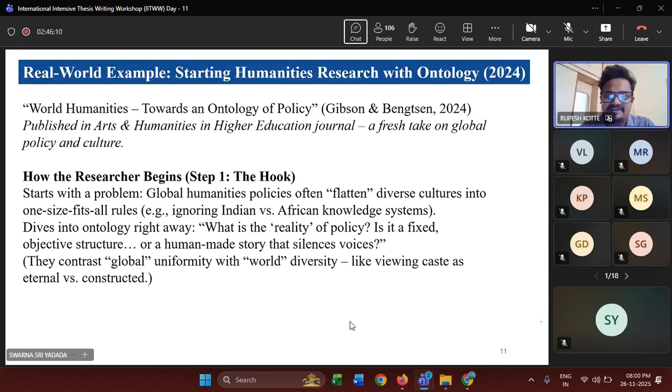So let's take a real world example. How are we to apply this? I took one article which was published in the year 2024, which is available in Sage Publishers. It is published in the Arts and Humanities in Higher Education journal, and the title of this particular research is World Humanities: Towards an Ontology of Policy. So how does the researcher begin this paper? He starts with the problem, saying global humanities policies often flatten diverse cultures into one-size-fits-all rules.